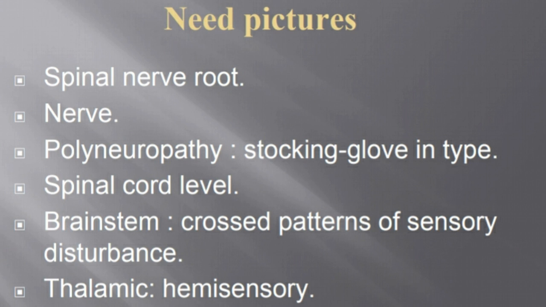Polyneuropathy is generally distal and symmetric in distribution of deficit. The deficit is often described as stocking-glove in type. If the spinal cord is transected, all sensation is lost below the level of the transection. A brainstem lesion characteristically leads to crossed patterns of sensory disturbance, in which one side of the face and the opposite side of the body are affected. Hemisensory disturbance, described from head to foot, is often thalamic in origin.